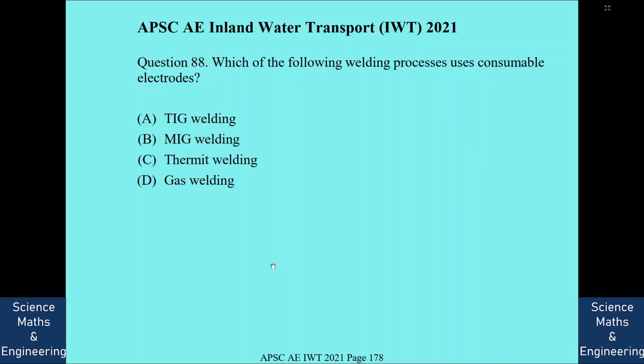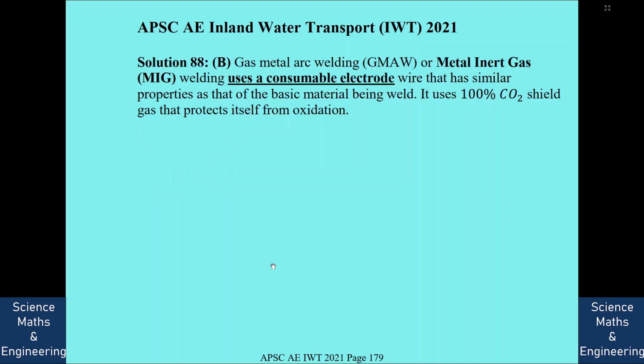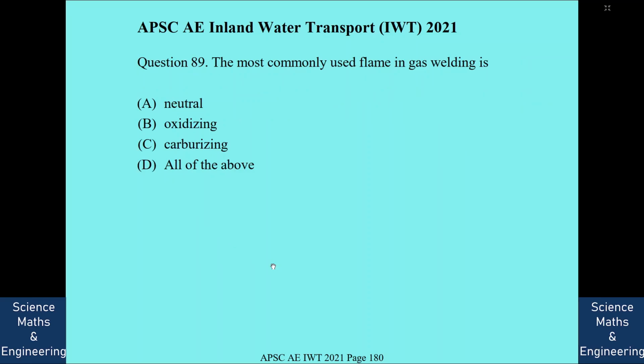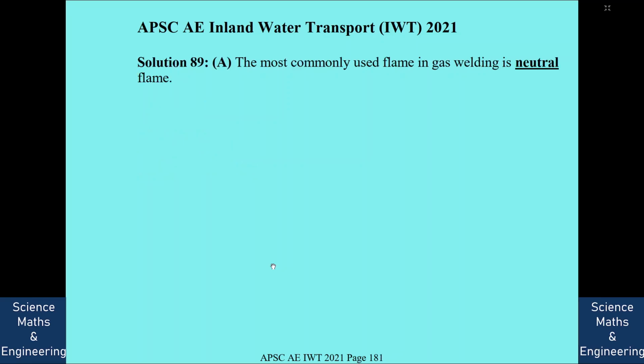Next, which of the following welding processes uses consumable electrodes? The answer is MIG, that is metal inert gas, which uses a consumable electrode of the given different types. It uses 100% carbon dioxide shielding gas that protects it from oxidation. Next, the most commonly used flame in gas welding is the neutral flame.